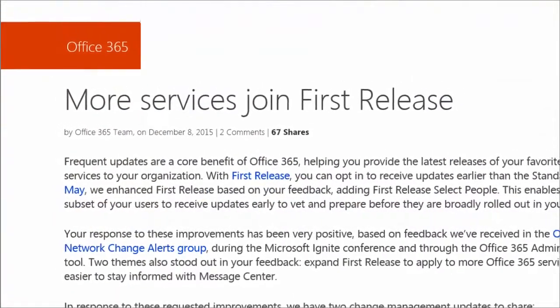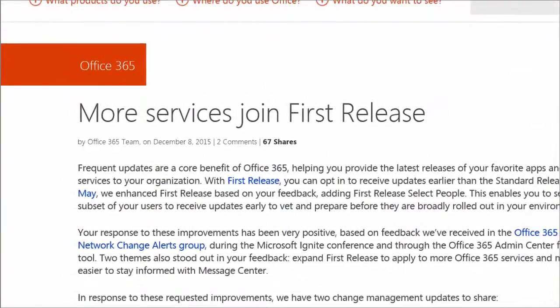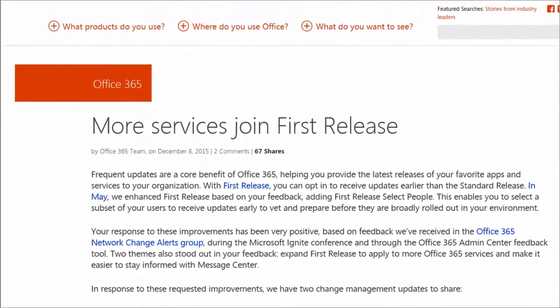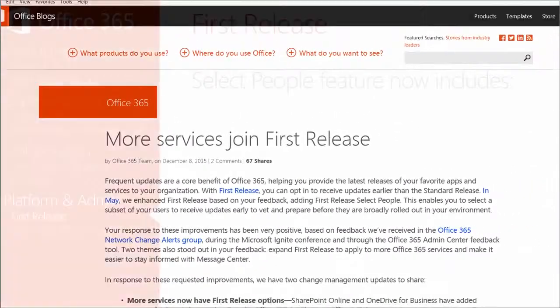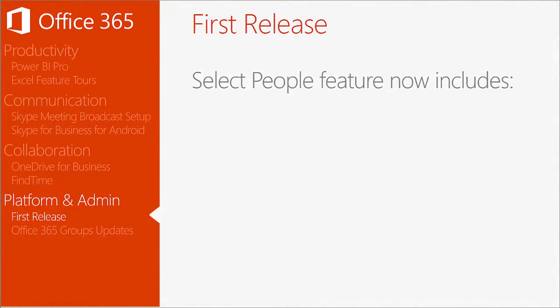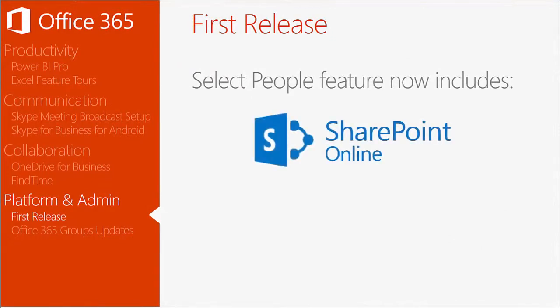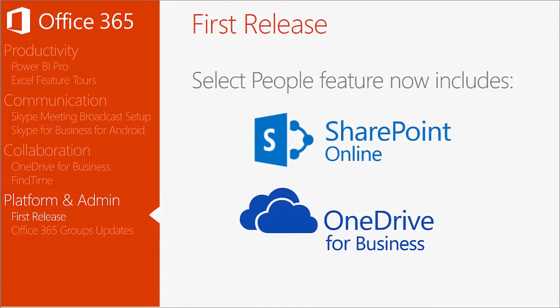In the December 8th Office blog post, Microsoft announced 2 key improvements to the First Release program. First, 2 more services have been added to the First Release Select People feature: SharePoint Online and OneDrive for Business. This makes it much easier for admins to learn about and have power users vet new SharePoint and OneDrive for Business enhancements before they roll out to the organization.